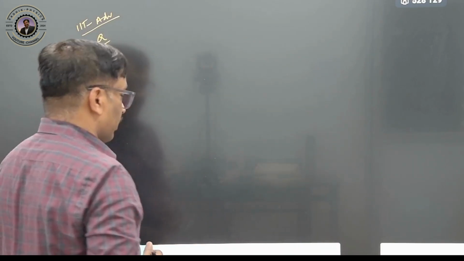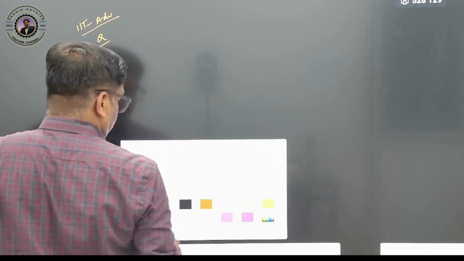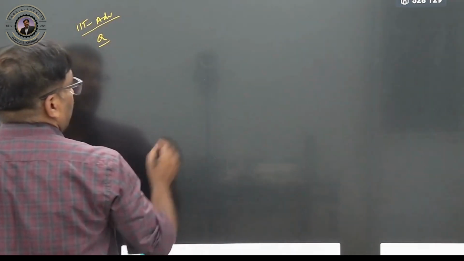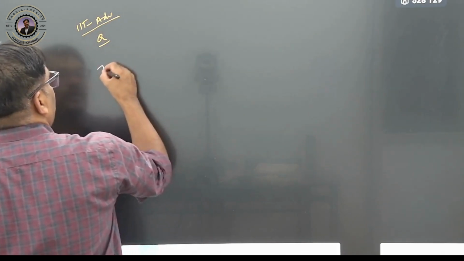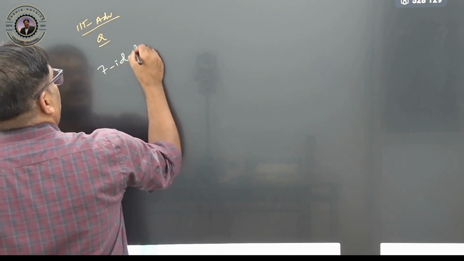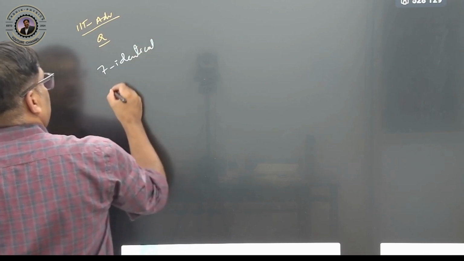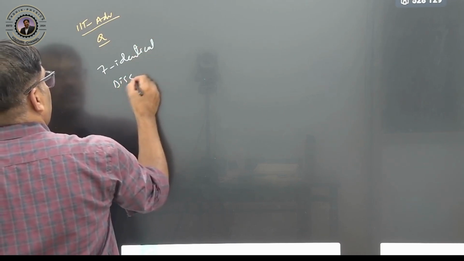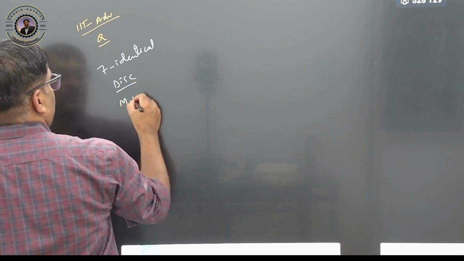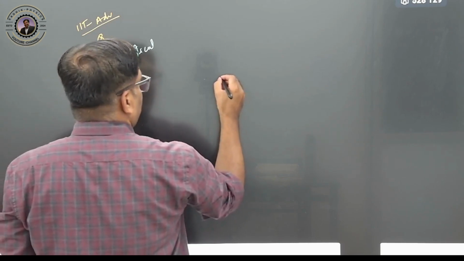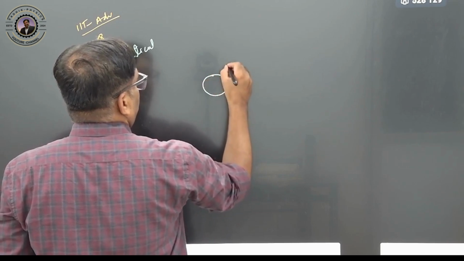Now we will see one IIT Advanced question. Here they have given 7 identical circular discs, whose mass is m and radius r. How are they arranged? Like this.